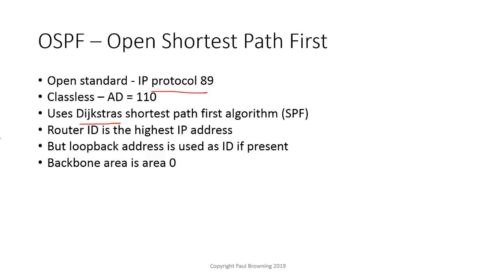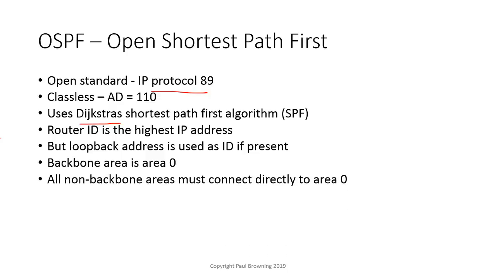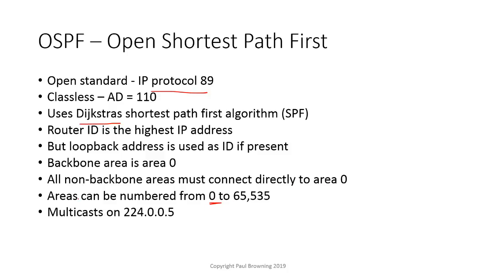unless you end up configuring tunneling, which I don't think is covered in the syllabus. All non-backbone areas must connect directly to area 0, as I've said. These are your possible area numbers. Area 0 is your backbone. Multicast on 224.0.0.5, so make a note of that address.